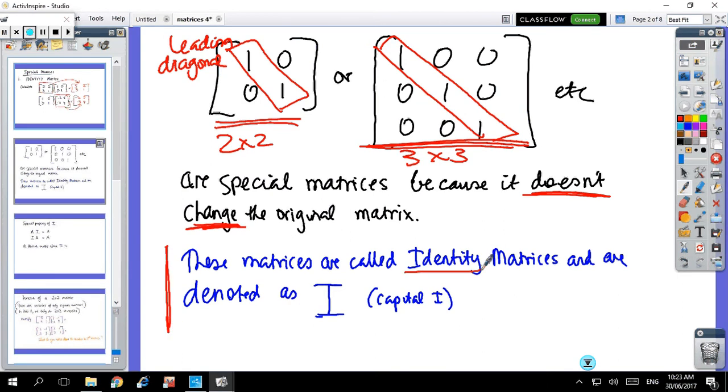Just like if you had 5 times 1 equals 5, 1 is a number that doesn't change anything. In matrices, this identity matrix doesn't change anything, and the notation for that is the capital letter I. Now for the time being, all you need to know is that the identity matrix is a leading diagonal of 1s and everything else is zeros. So copy that, and when you're ready, come across.